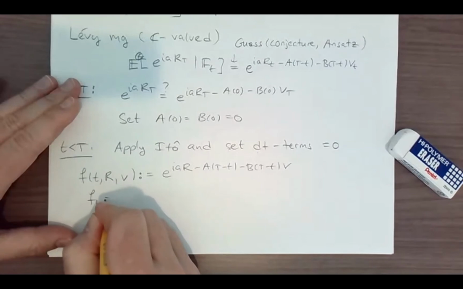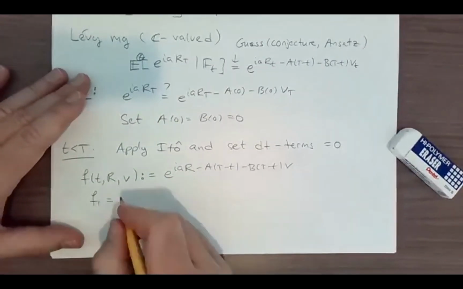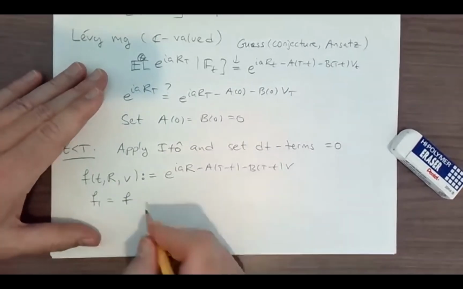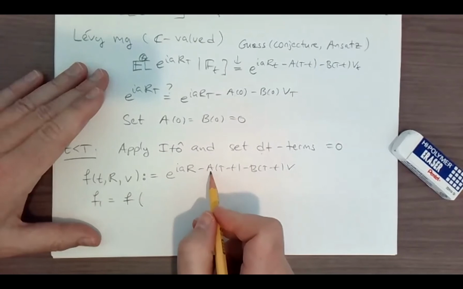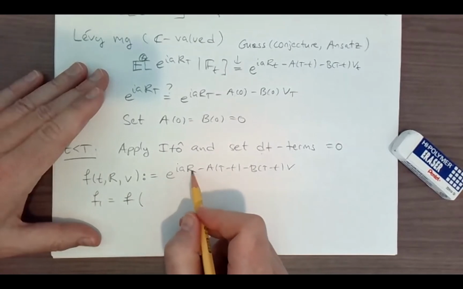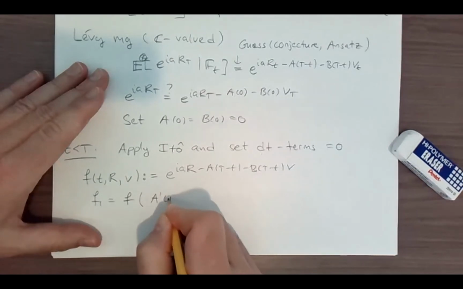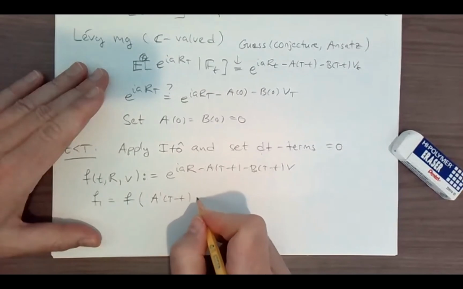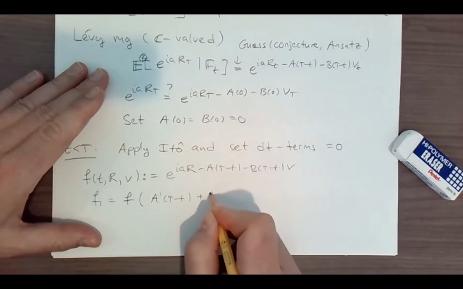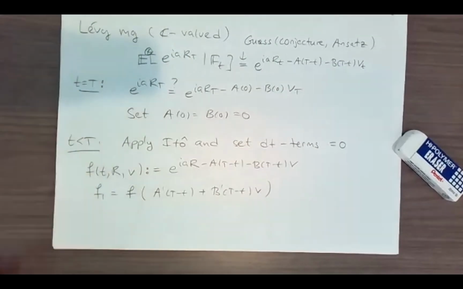Let's call this f1. Well, it's an exponential, so I'm always going to get the exponential back. So this is equal to f times time derivatives. There's no t here. There's a little t there. So I'm going to get an a prime (T minus t). Then there's a minus and a minus to cancel out. Plus b prime (T minus t) times v. Okay, so that was the first one.